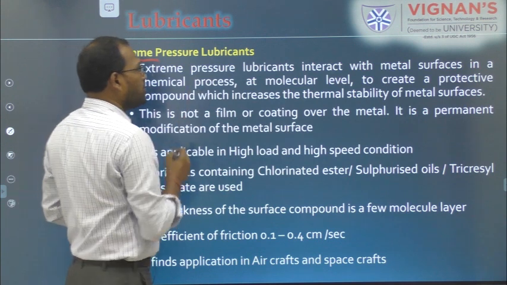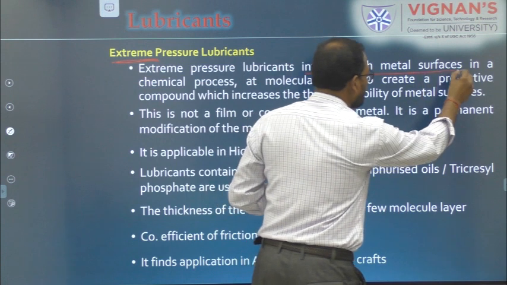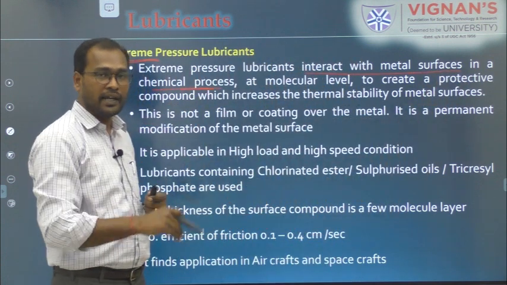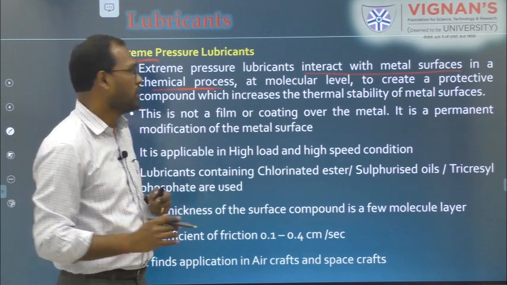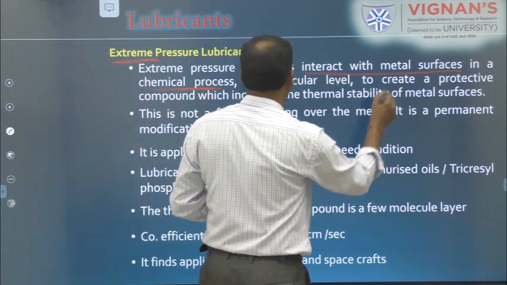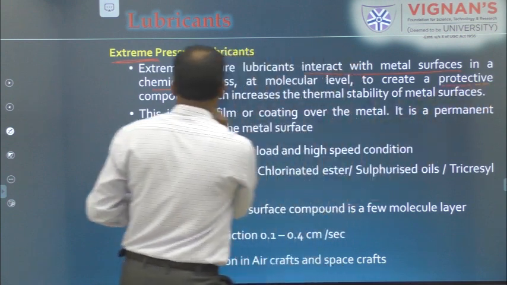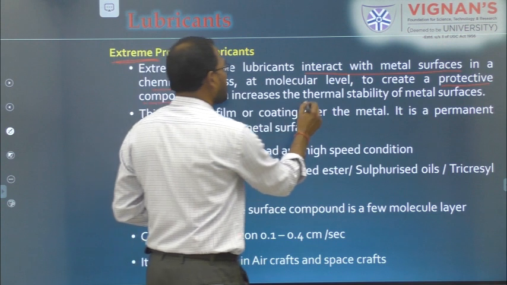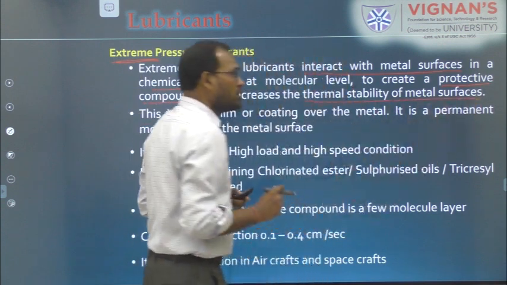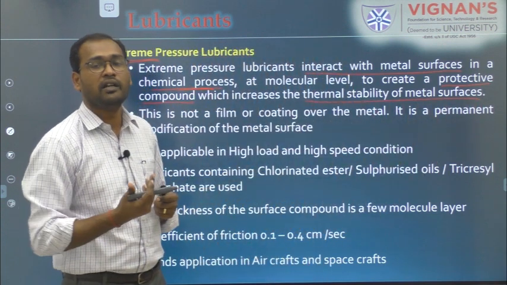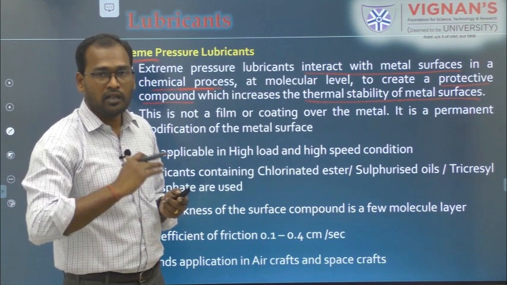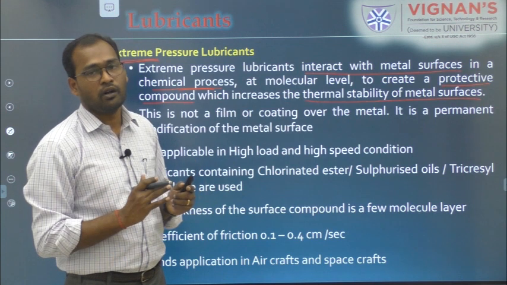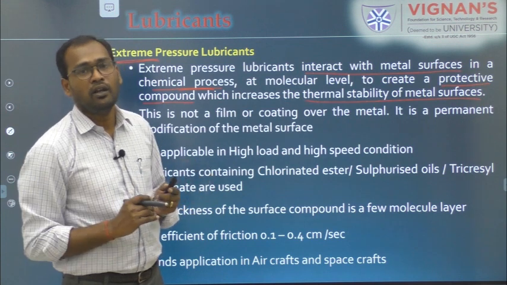So extreme pressure lubricants interact with the metal surface in a chemical process. It is going to react chemically, it's not absorption, right, at a molecular level to create a protective compound. It is going to produce a new compound which increases the thermal stability of the metal surface, right. Once thermal stability is increased, that means the material will not dissipate the heat, so it will be very strong, and then that will be used as a lubricant.